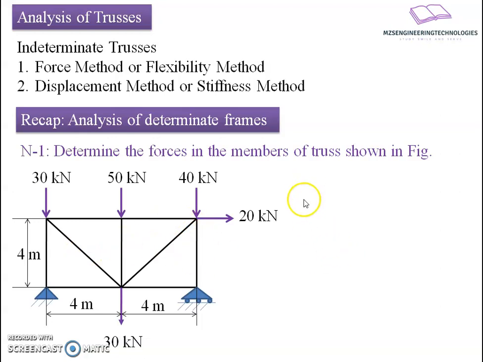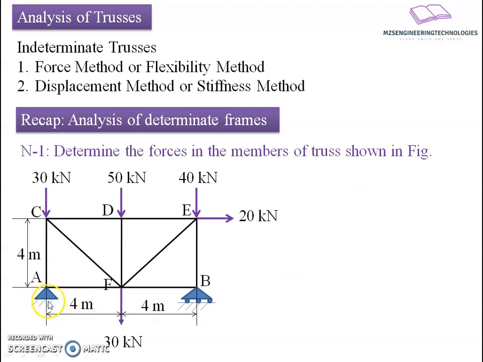If I make a count here, m equals 9, and 2j minus 3, 2 into 6 minus 3, comes to 9. So m equals 2j minus 3, and I can say it is a perfect truss. If it is a perfect truss, we can say it is determinate, and we can analyze it with the help of available equilibrium equations.